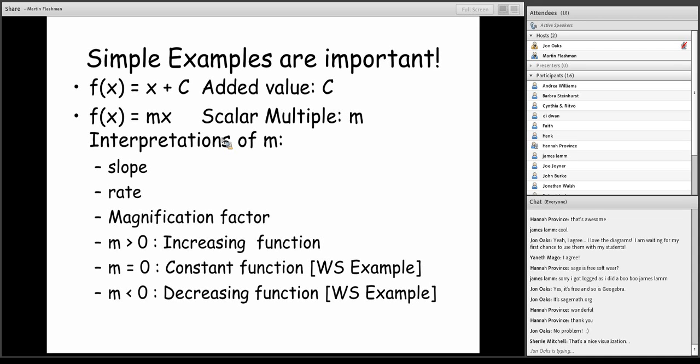So let's look now at adding a constant and multiplying by a constant and see how they affect the mapping diagram. The usual interpretation of m is a slope or a rate, or it's a magnification factor. And when m is positive, the function is increasing. When it's 0, it's a constant function.